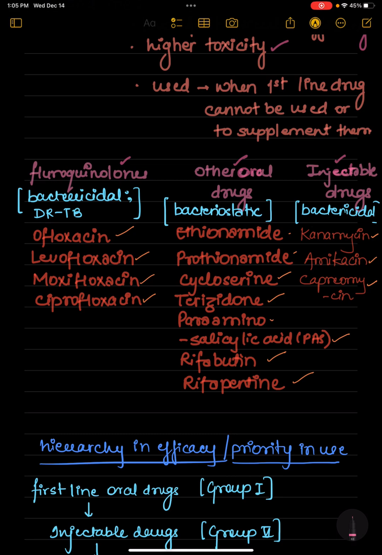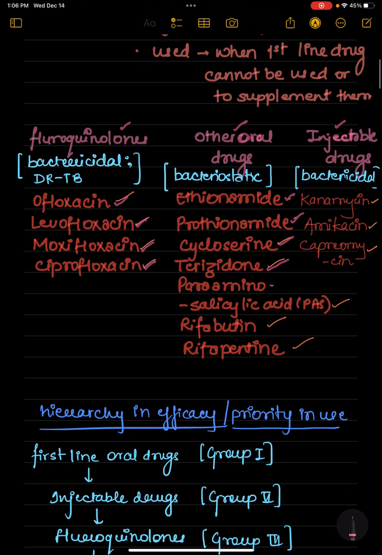Fluoroquinolones such as ofloxacin, levofloxacin, moxifloxacin, and ciprofloxacin are used. Other oral drugs like ethionamide, prothionamide, cycloserine, terizidone, para-amino salicylic acid, rifabutin, and rifapentine are used. Injectable drugs which are given are kanamycin, amikacin, and capreomycin.